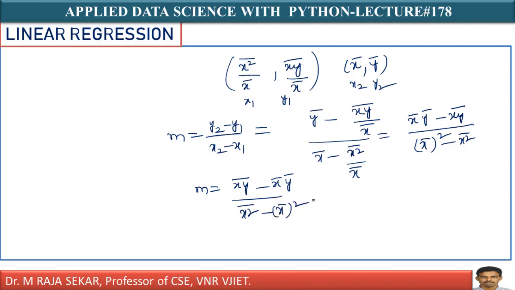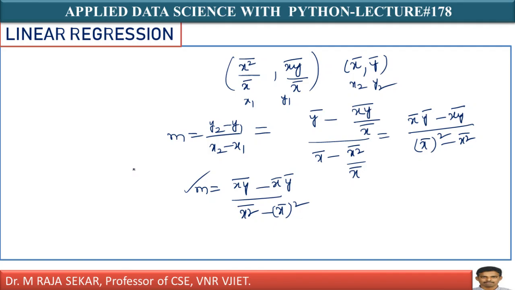What I did, I just took a common minus on the numerator and interchanged the terms. This is elementary maths. (\overline{xy} − x̄ȳ) means I will get a minus, and that minus I am sending into the denominator so that the two terms interchange, isn't it? This is my slope. This is the formula for slope.